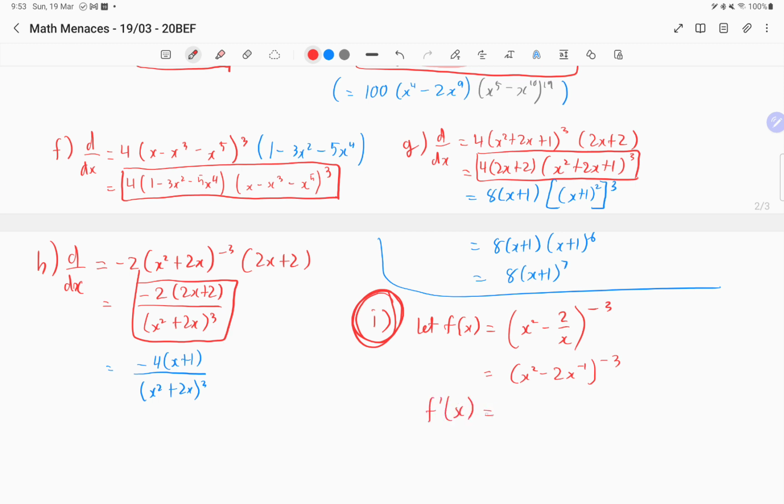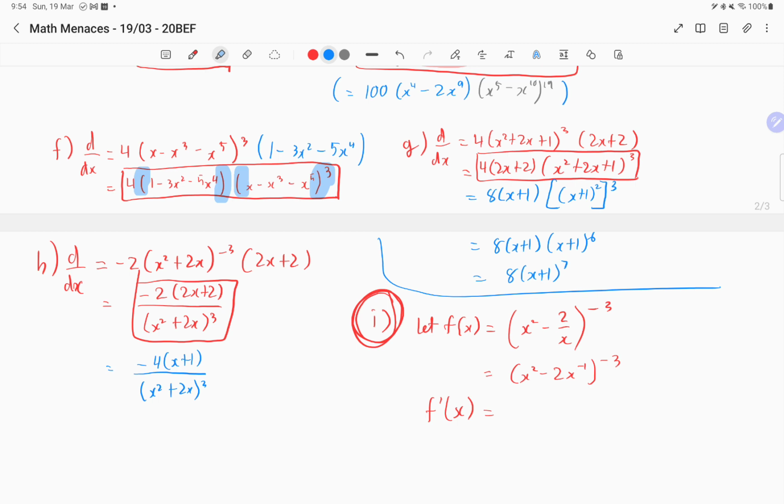Why do you, in F, always swap the factors around? Because this bracket has no power, but this bracket has power 3, so it has to go to the front. Well, it's a good convention. That's why you always see something like x squared plus 2x and not 2x plus x squared.